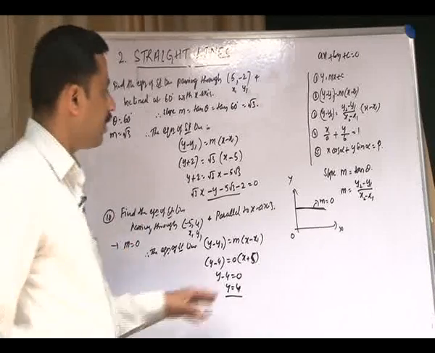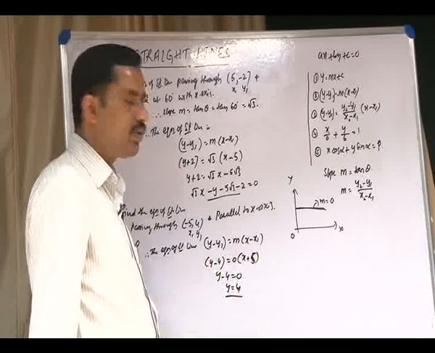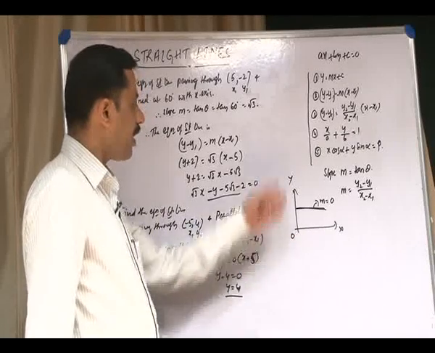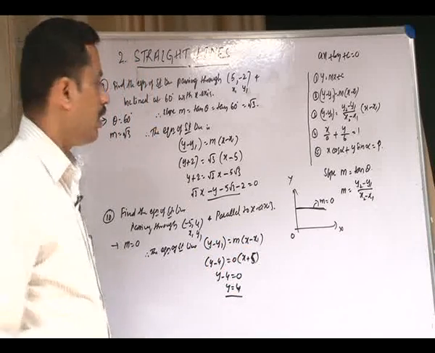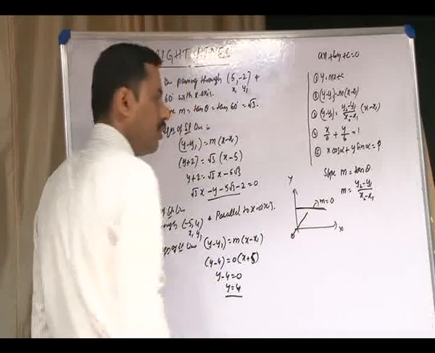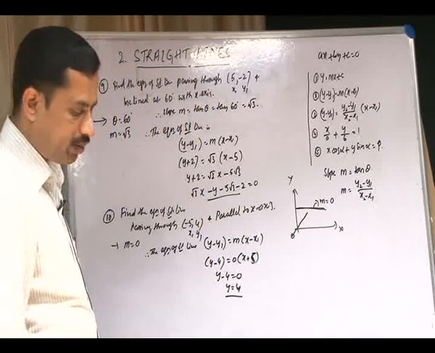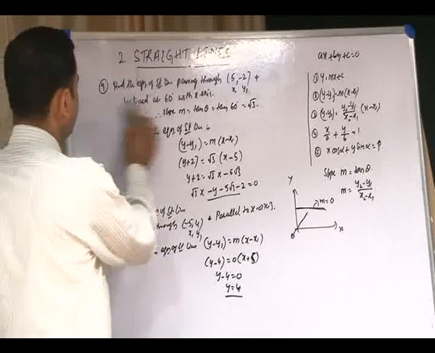So that is the equation of the straight line. Whenever a straight line is parallel to x axis, there is no x term, just y is equal to 4 comes. Suppose it is parallel to y axis, then there is no y term, only the x term remains. And suppose the line is passing through origin, then the constant term is absent. That is the equation of the straight line.